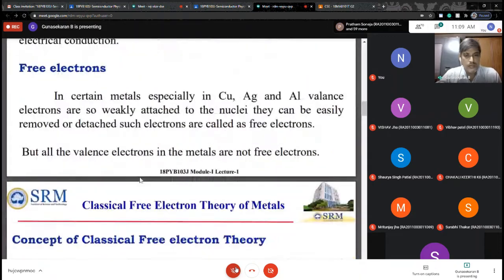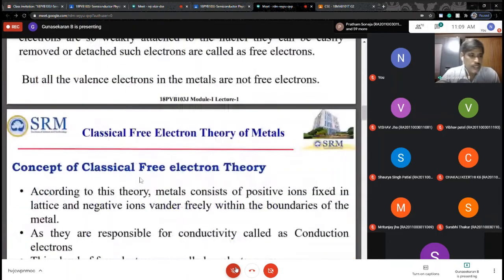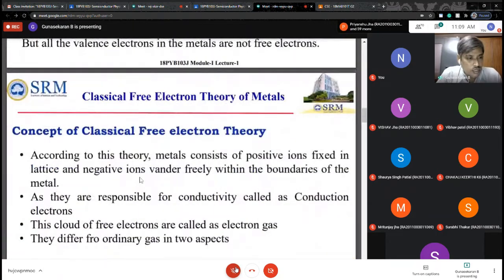How do they move here and there? Very simple. In the absence of any external electric field, the electrons have random orientation and move here and there. But when an external field is applied, the electrons are accelerated and move opposite to the direction of the applied electric field. This is called drifting.